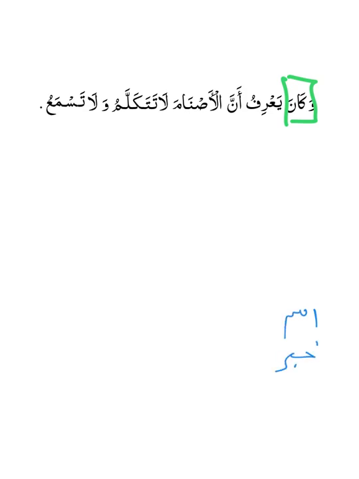So, one thing is for sure, if you look at this carefully, يعرف أن الأصنام لا تتكلم ولا تسمع, you can't see any ism. يعرف is not the ism of kana, that's for sure, because يعرف is a fi'l, it's a verb. So first of all, it's a verb. How can it be the ism of kana? Then anna is a harf, so it's not an ism, so it doesn't qualify.